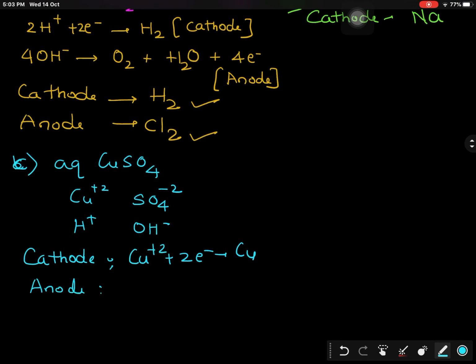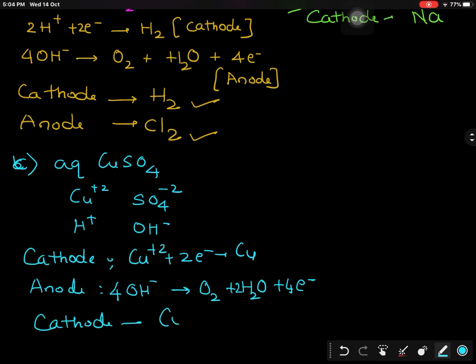Now, who will go at anode? See, I have got SO4 minus 2 and OH minus. So, SO4 minus 2 is a bigger group. Compared to that, OH minus is a smaller group. So, OH minus can migrate at anode faster. And this OH minus will form what? O2, H2O plus electron is liberated, because at anode it is oxidation. To balance, I'll put a 4 here, 2 here and 4 here. Thus, cathode product is copper and anode product is O2 when you electrolyze aqueous copper sulfate.